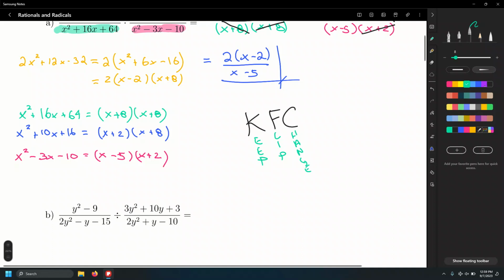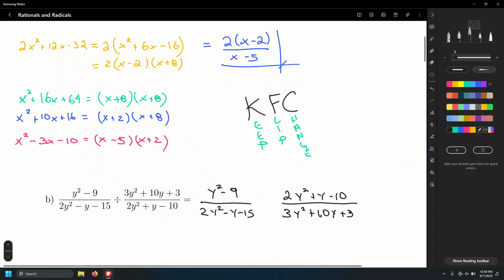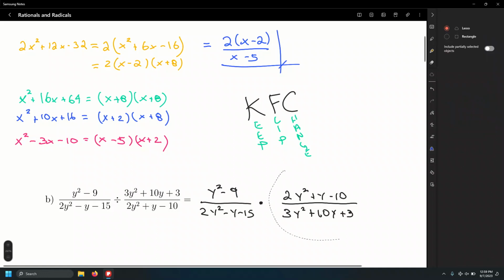What about it? Well, we are going to keep the first fraction, y squared minus 9 over 2y squared minus y minus 15. We will flip the second fraction to y squared plus y minus 10 over 3y squared plus 10y plus 3, and change the division symbol into a multiplication symbol. So that's the KFC rule in action.